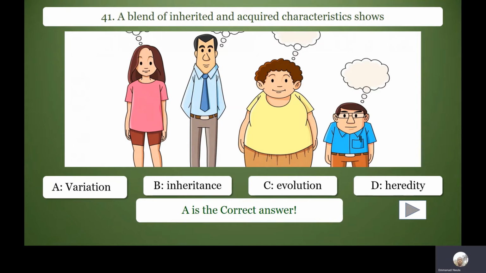A blend of inherited and acquired characteristics shows variation. Variation shows you the differences between individuals of the same species. And of course, it is a blend of what we inherited and what we have acquired from the environment.